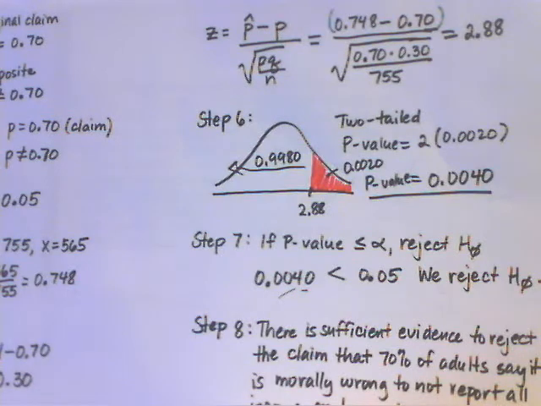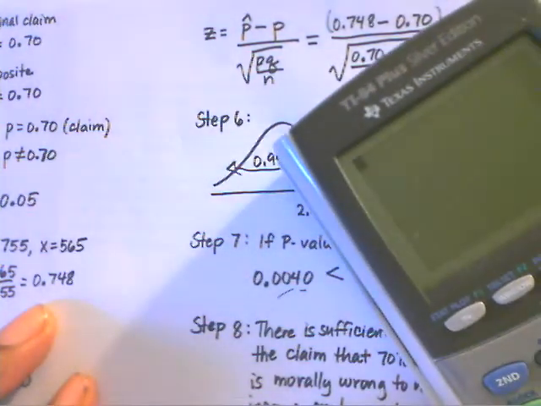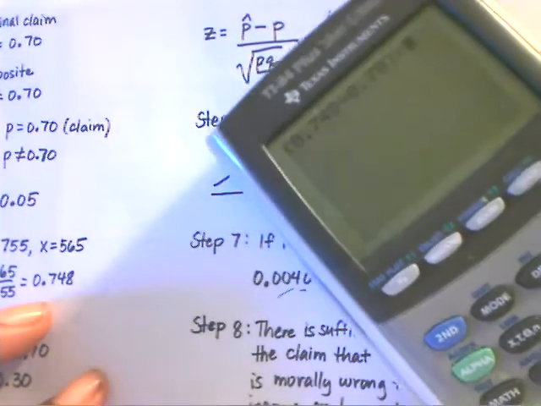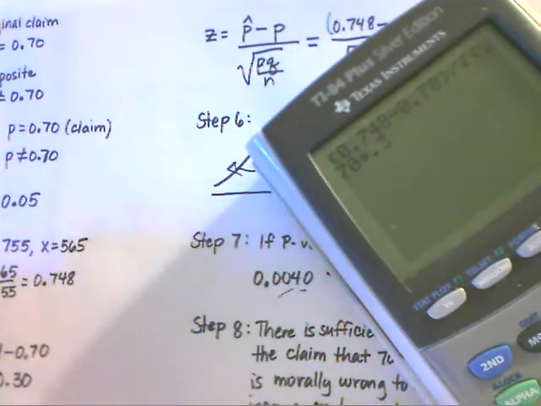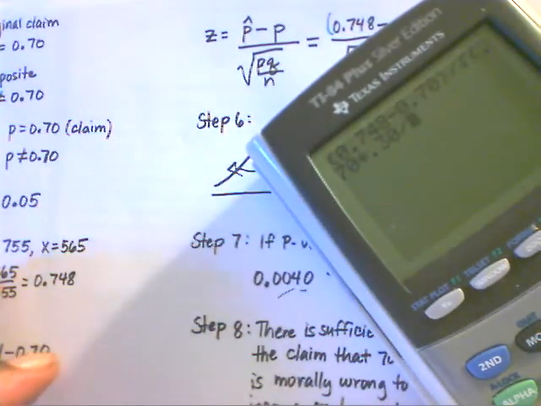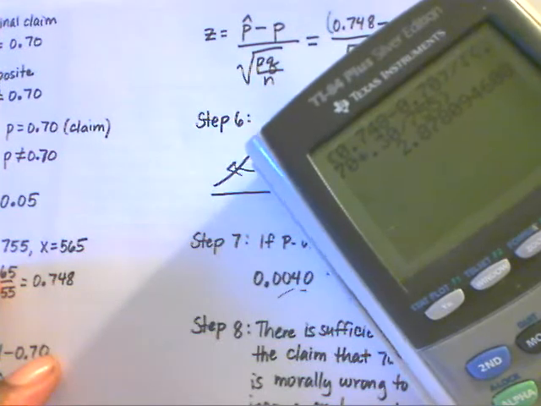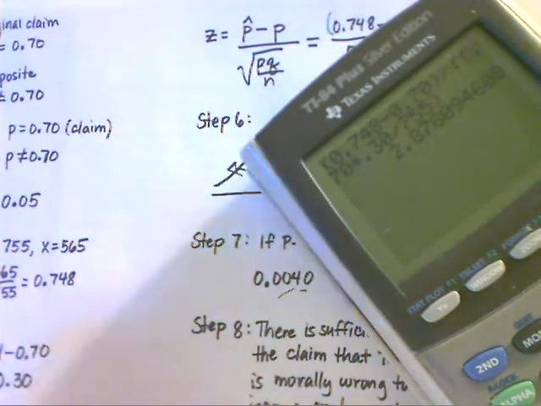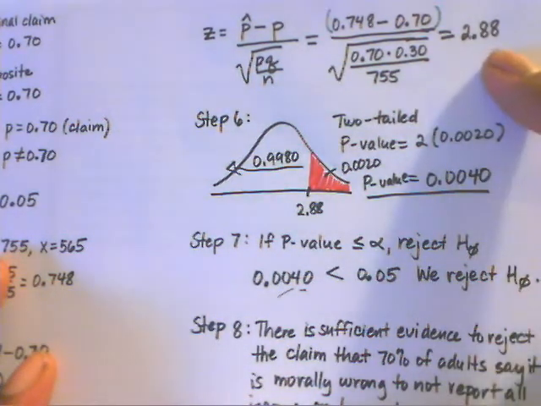And again, this can be typed into the calculator, so I'll show you how this is typed in. Use your left parenthesis for the numerator: 0.748 minus 0.70, close parenthesis, divided by the square root, second square root, 0.70 times 0.30, divided by N, which is 755. Then hit enter. If you get 2.878094608, that's your test statistic, but to 2 decimal places it is 2.88. So 2.88 represents your test statistic.